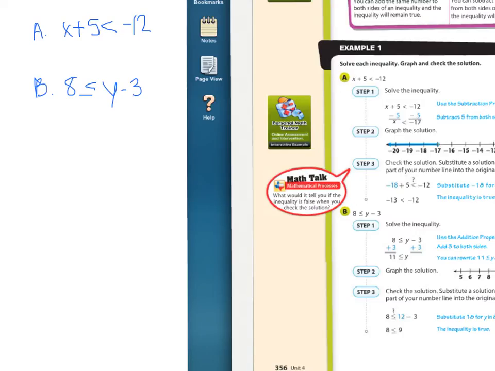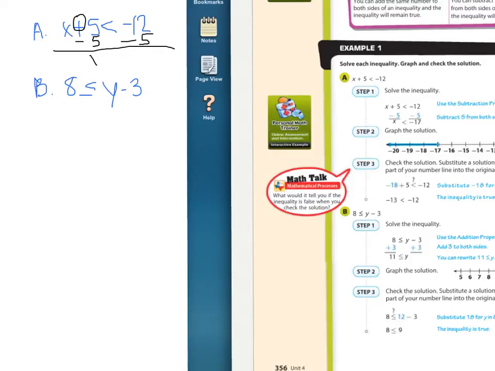In your notes, you're going to work these two problems with me, and then I'm going to graph them for you on the number line. So A says x plus 5 is less than negative 12. You solve this the same way as if there was an equal sign. We want the x to be by itself, so we're going to use the opposite of addition, which is subtraction, to get rid of that 5. And remember, we have to keep it balanced, so subtract 5 on this side.